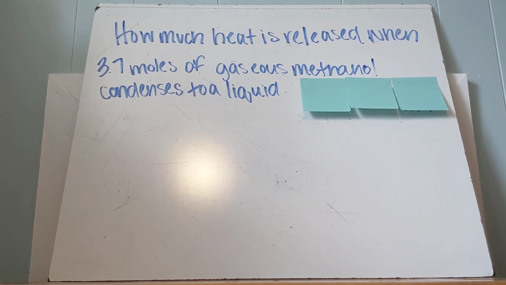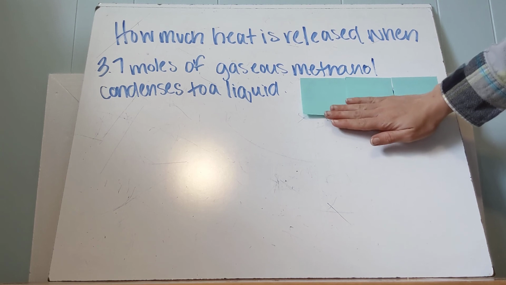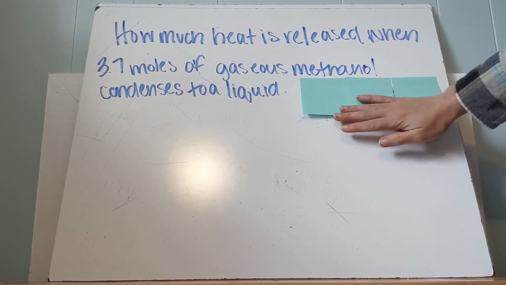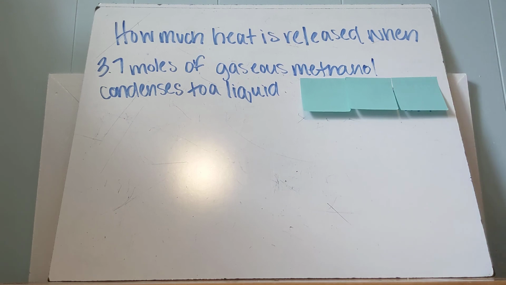So our first problem says, how much heat is released when 3.7 moles of gaseous methanol condenses to a liquid? The reason I have this covered up is because a lot of times you will have to look up the delta H that you are going to use. So I went ahead and looked up the delta H, but I wanted to talk about what I was looking for when I looked up that delta H.